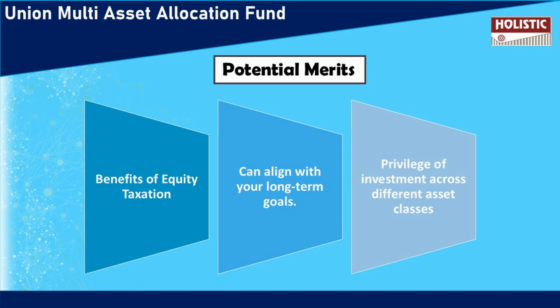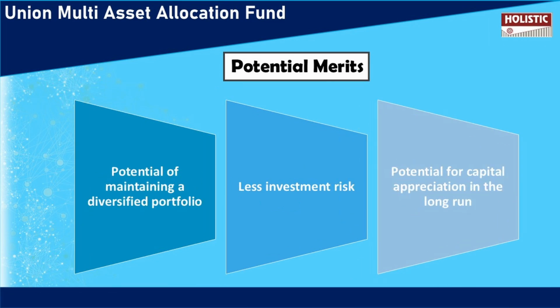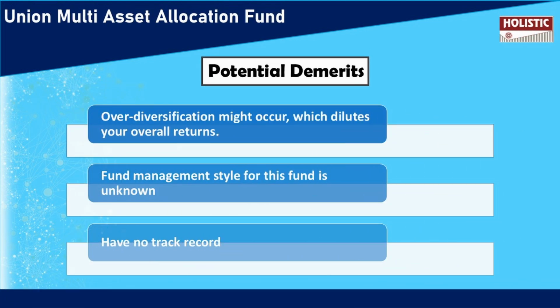It also has a debt-based benefit, which is that if your long-term capital gain is debt-based and goes above 1 lakh, it will be taxed at 20% with indexation benefit if it is held for a period longer than 3 years. So there are taxation benefits for this NFO, and as it invests in a variety of asset classes, it can align with your long-term goals. It has the potential of maintaining a diversified portfolio, which means less exposure to risk, meaning less investment risk. So there is more potential for capital appreciation in the long run. Now let's take a look at the potential demerits.